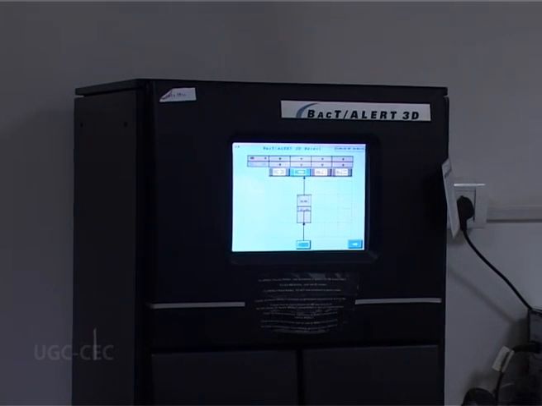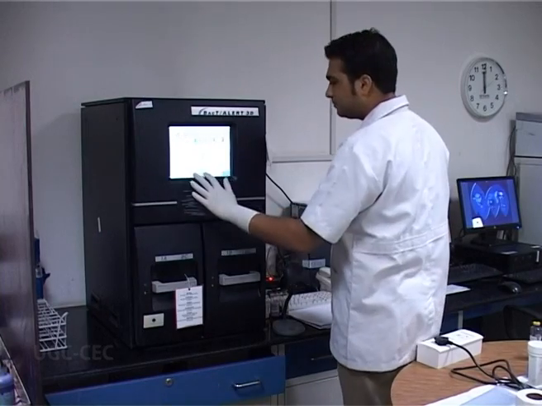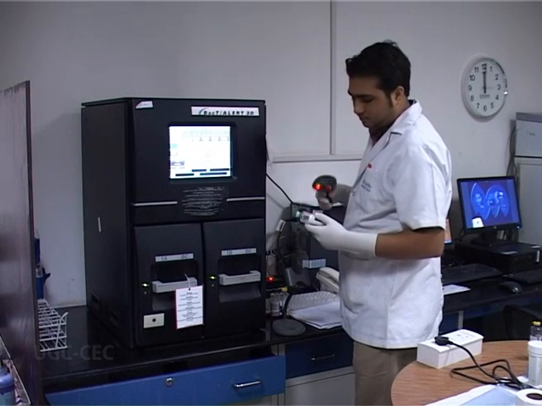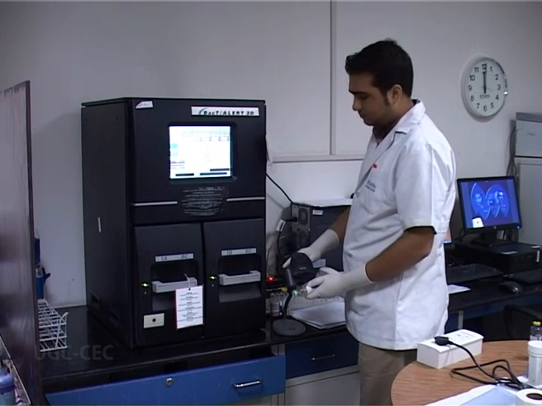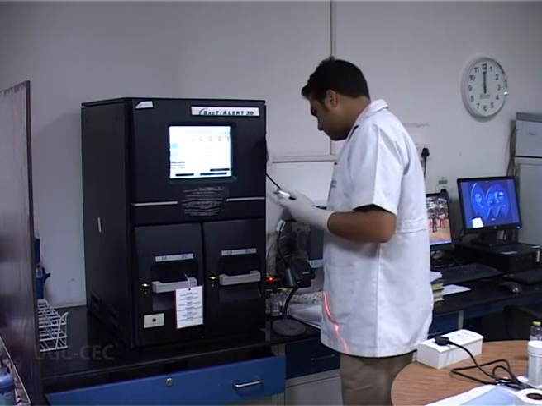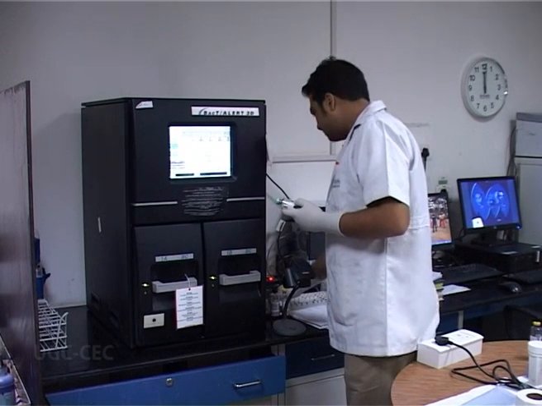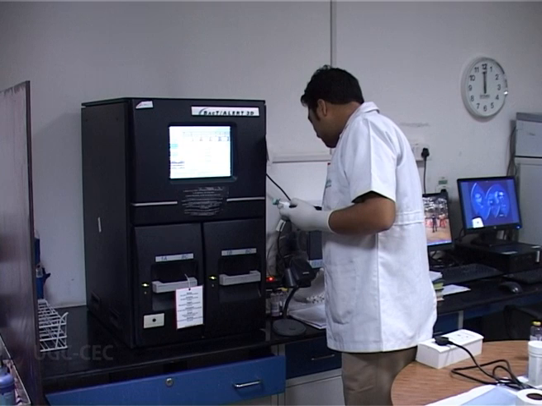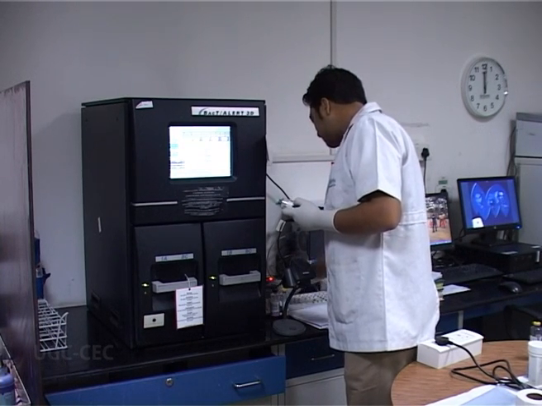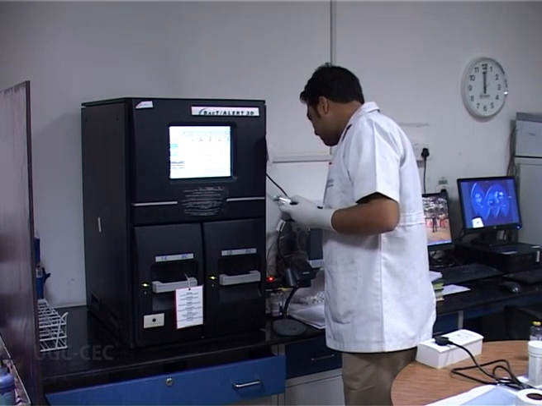These systems, particularly the BACT-ALERT system and Versatrix system, can also be used for AFB culture, that is culture of the mycobacteria, the organisms which cause tuberculosis and allied infections. Mycobacterial culture can be done faster than in the conventional system in these rapid systems, including the sensitivity testing of these mycobacteria. These systems help in rapid detection of aerobic, anaerobic bacteria and also the fungi, particularly the yeasts like Candida and Cryptococcus.